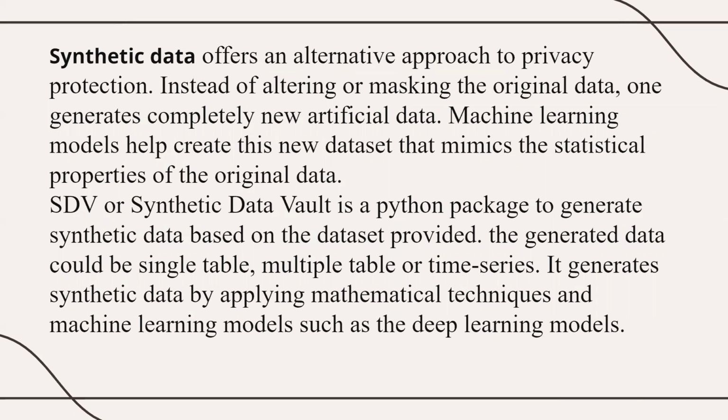So instead of masking our original data, just like we do with pseudonymization, or instead of generating entirely new fake data, we can generate completely new artificial data, right? A machine learning model helps create this new data set that mimics the statistical properties of the original data. So the original data has some sort of statistical properties, and in the situation of synthetic data, we'll be creating a new data set that mimics these statistical properties of the original data.